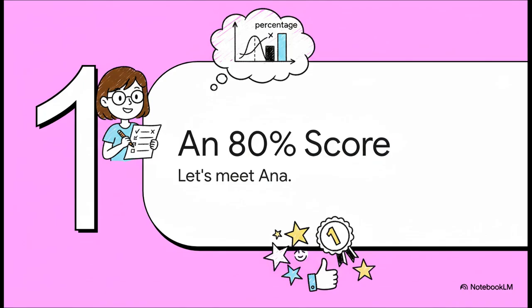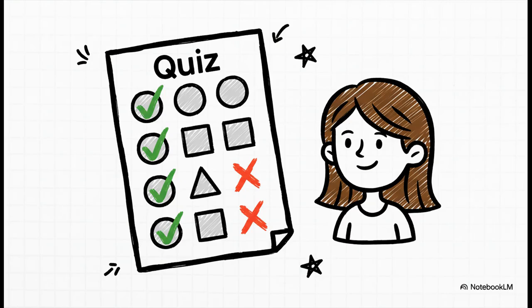So to really dig into this, let's use an example. We're going to meet Anna. She just got a quiz back, and we're going to follow her results to see how these two numbers actually work in the real world. All right, so here's the raw data. Anna answered 8 questions correctly out of a total of 10. That's our starting point. Now let's turn this into that number we all know and recognize.